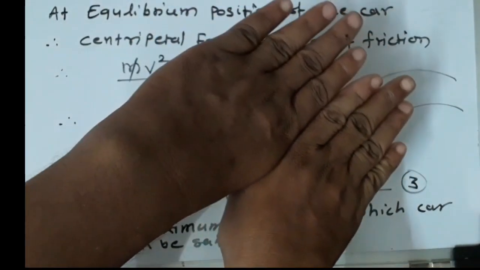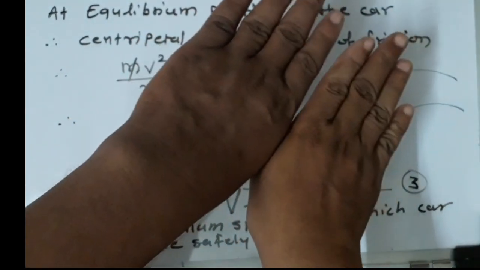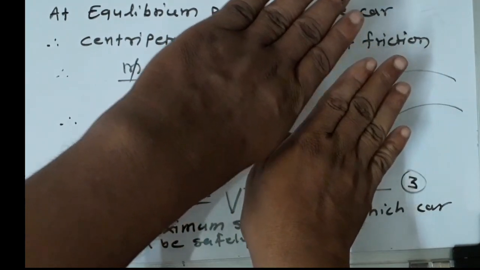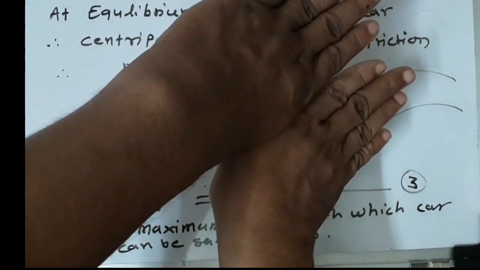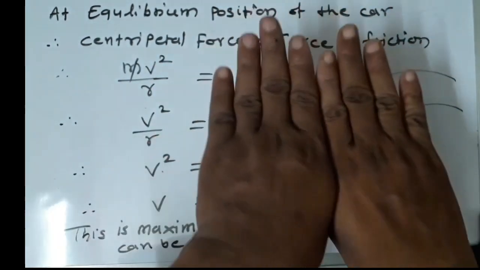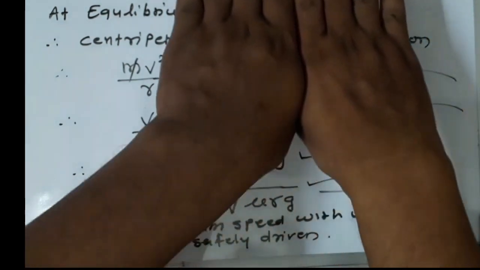Suppose we look at this example. Suppose this is the turn, then this is the inner side and this is the outer side. Then this outer side rises. This is nothing but the banking of the road. This is the straight way. It is not necessary to bank the road on a straight way, okay?